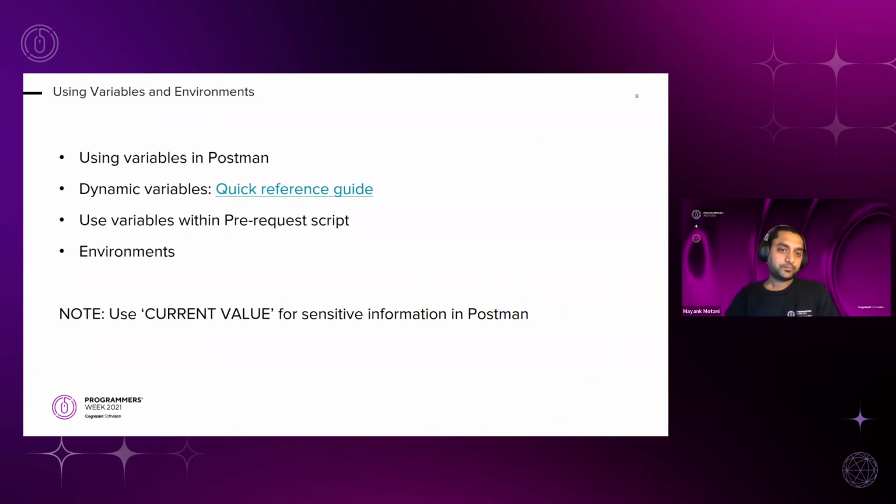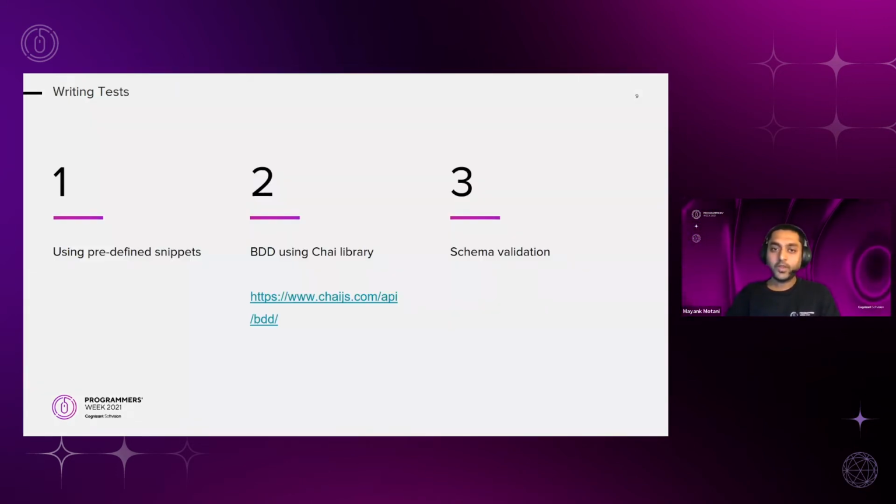Okay, so let's look at the next step, which is that we will be writing some tests here. We are mainly going to look at some predefined snippets which are provided by Postman, and we'll look at how we can use them. We'll also look at writing some tests using a BDD library called chai.js. This allows users to write complex API tests using a simple BDD approach, right? And another really important part of writing API tests is schema validation. So we'll also look at how we can write a simple schema validation within Postman.